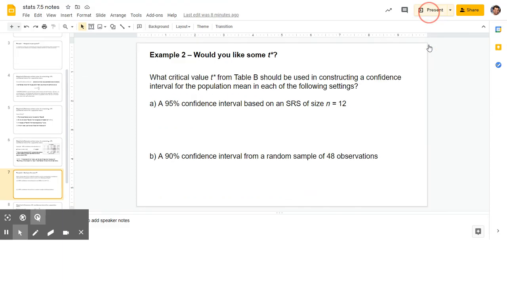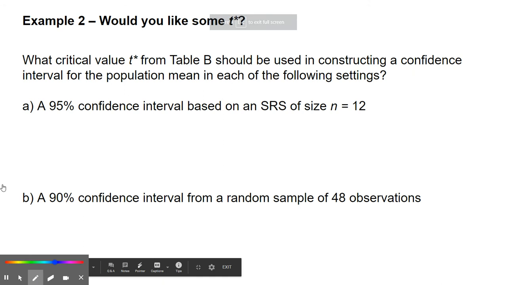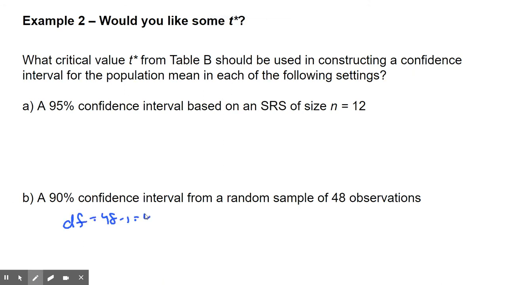I would prefer that you put that down on your paper somewhere so I know that you know that. What I do is write degrees of freedom equals 48 minus 1, which is 47, but then I put 40 in parentheses to signify that I'm going to use 40. So 90% confidence, 40 is my degrees of freedom.